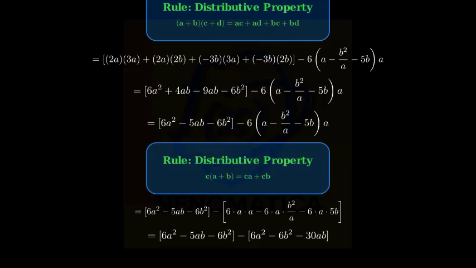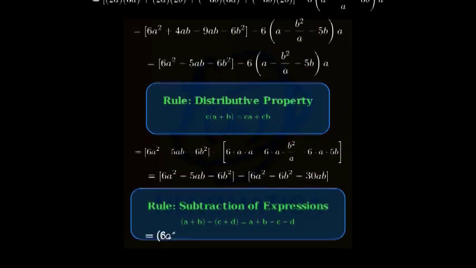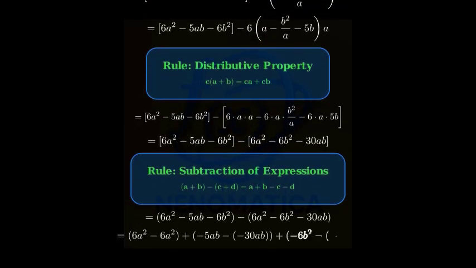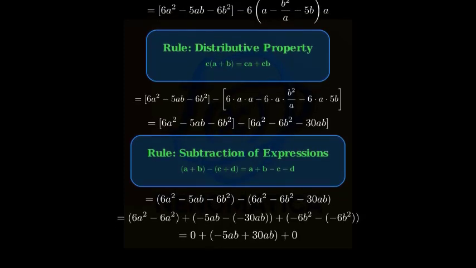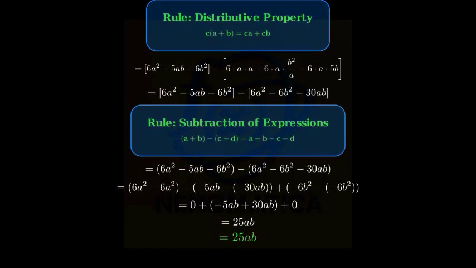Now, we can combine both parts of our expression. We need to subtract the second expression from the first. We have 6a squared minus 5ab minus 6b squared minus 6a squared minus 6b squared minus 30ab. Let's rearrange and group like terms. 6a squared minus 6a squared plus negative 5ab minus negative 30ab plus negative 6b squared minus negative 6b squared. Simplifying, 0 plus negative 5ab plus 30ab plus 0. This gives us 25ab. So our final answer is 25ab.